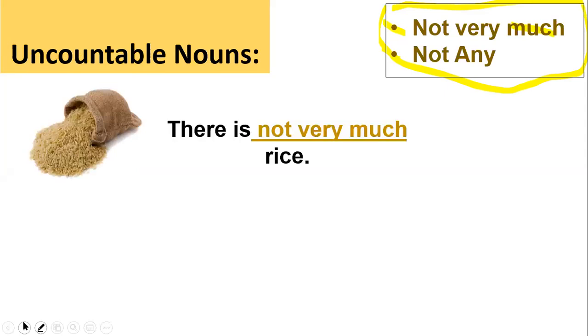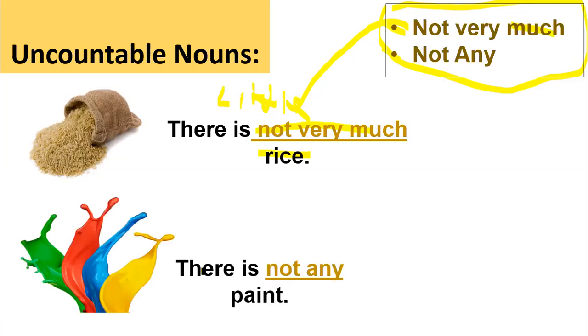So I can say there is not very much rice. In here, it means that the quantity is little. My quantity is very short, very little. And I can say there is not any paint, which is zero. There is not any paint and it's zero. Who wants to give me an example with not very much? You can invent, it's whatever you want to say.